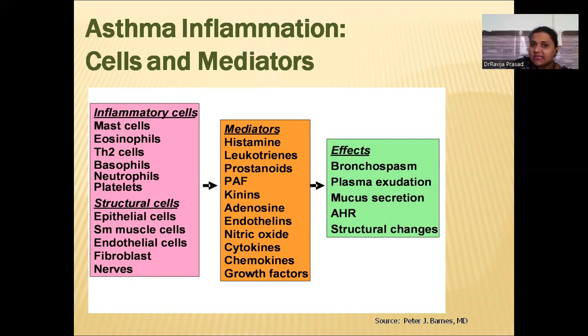These are the toxic products released by the mediators, and they cause effects like bronchospasm, plasma exudation, mucus secretion, AHR, and structural changes. So these are the cells which get affected, and these are the mediators, and they lead to asthma.